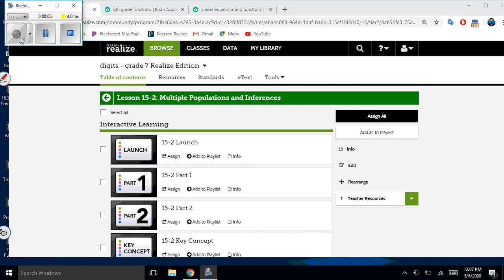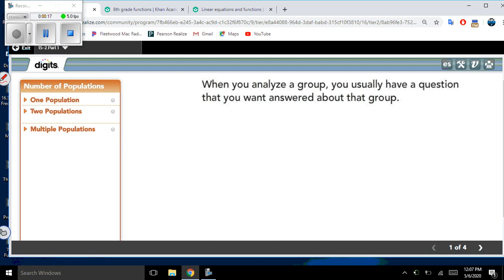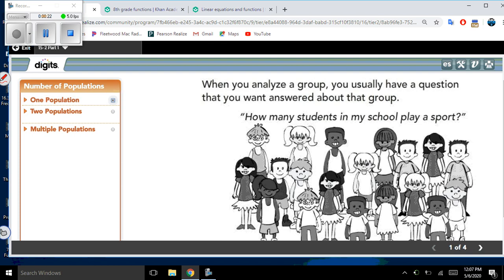All right, here we are with 15.2 today, multiple populations and inferences. Take a look at part one, I'll show you some examples from here. Again, this is basically going to allow you to predict or identify various populations and maybe predict how many are in each. They're going to start things off, though, with looking at one population.